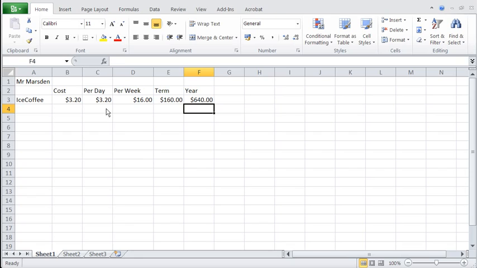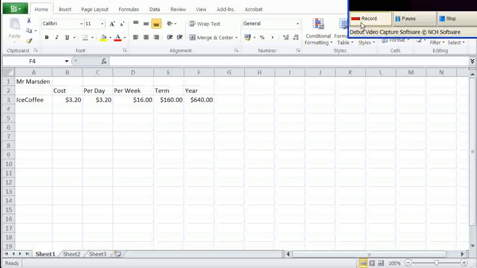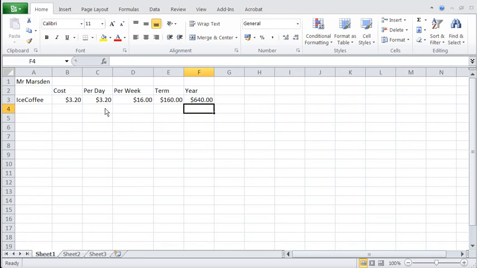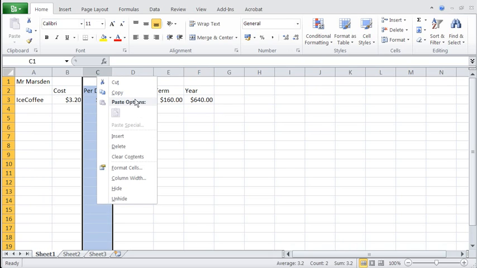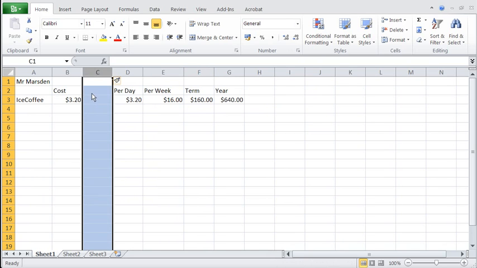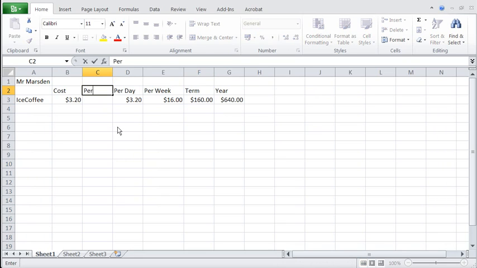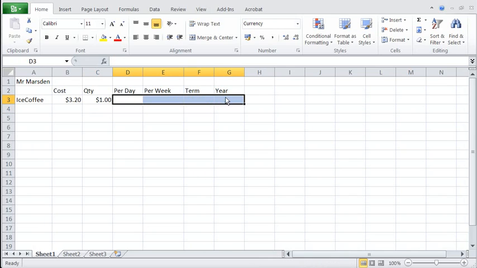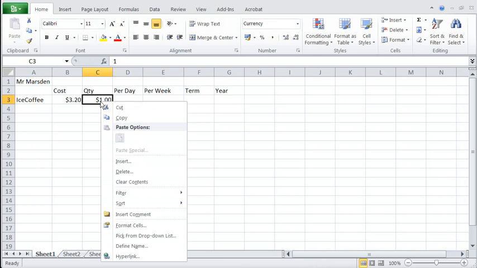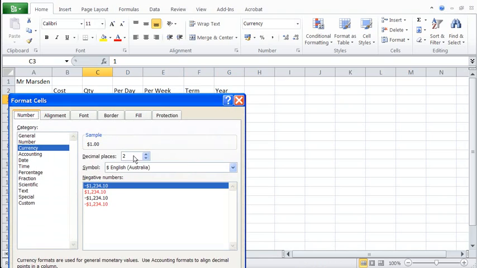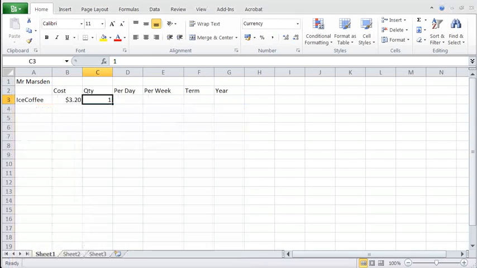So if you wanted to, we can change these formulas around. We can actually add another column in where we can insert a column here, and in here we can have per day or quantity, and in the quantity now we can actually say if we have 1 per day. Now this changes our formula, so I'm just going to delete these ones out. If we change our formulas, we notice now we've got a quantity and it's set to dollars at the moment, so we need to go back in and format the cell, change it back to general number and click OK.